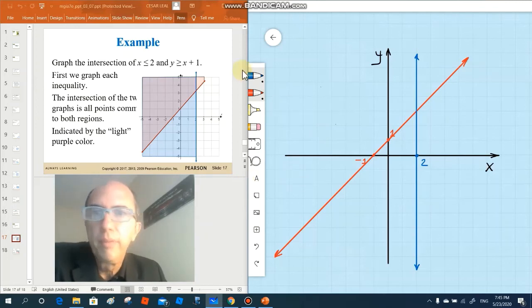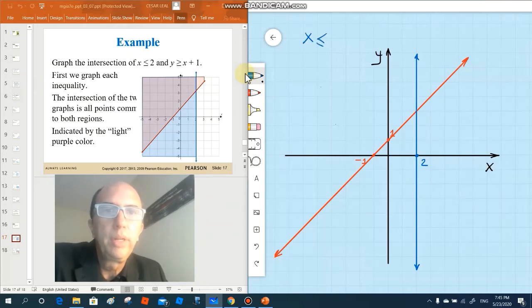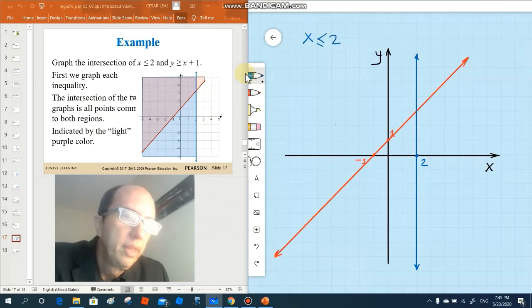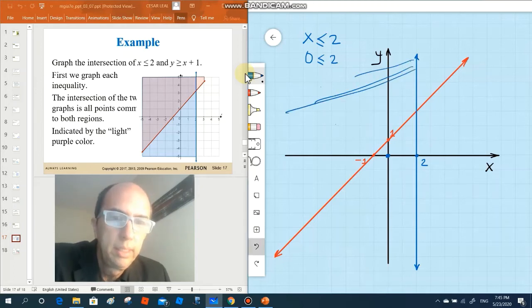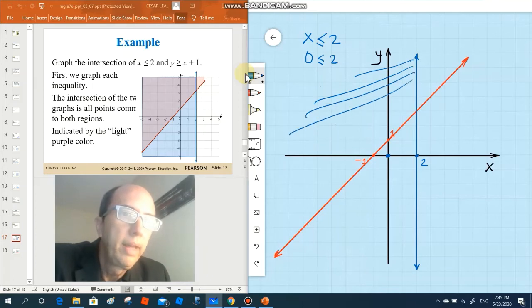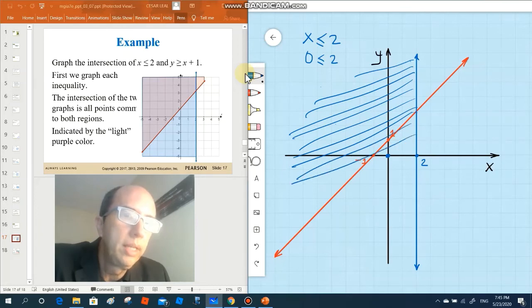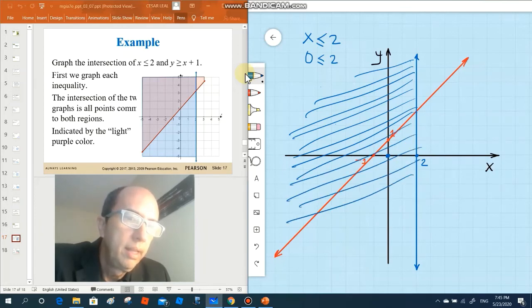For x is less than or equal to 2, let's check here. This is the test point, okay? (0, 0). 0 is less than or equal to 2, true. So the area is this one, where 0 is located. This is the area for this first inequality, in blue.